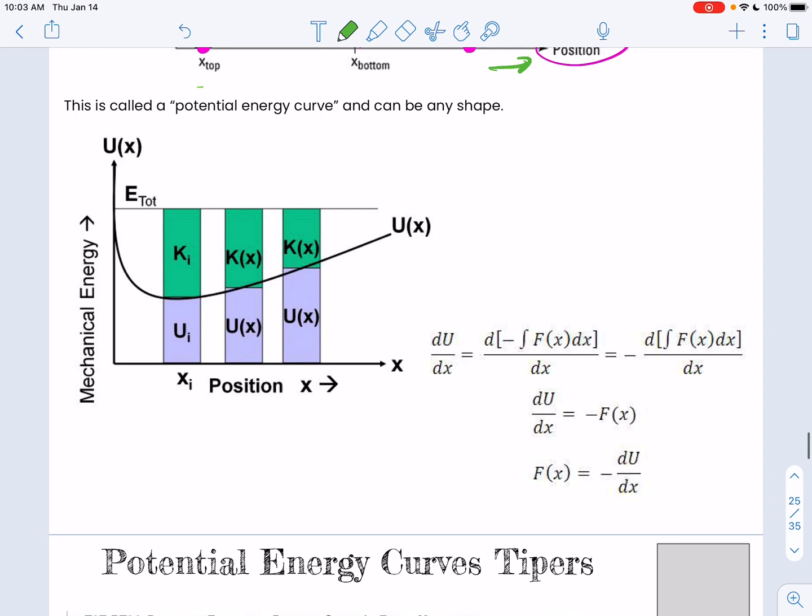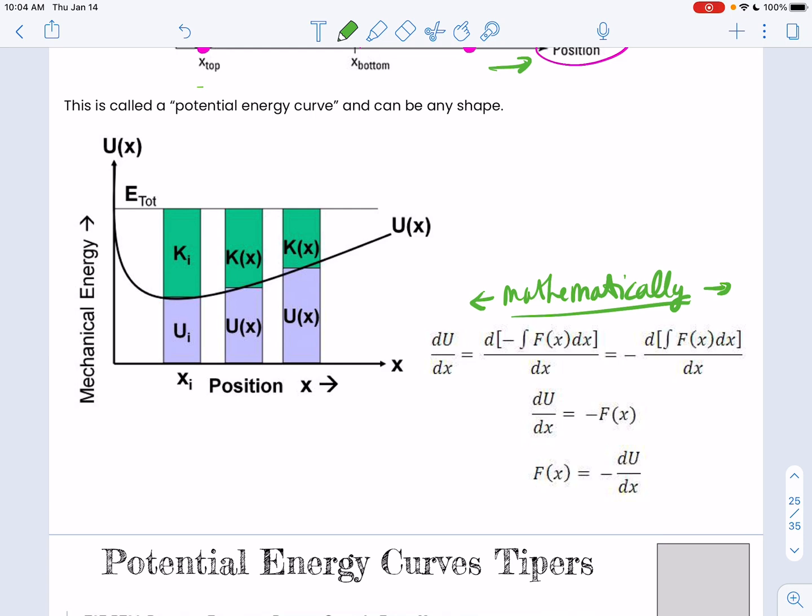Here's another example of a potential energy curve. It kind of looks like this, and this is mathematically the important part. Again, don't overthink it too much if the math is confusing for you. Some of you might see and understand the math really well, and some of you might be like, what are you talking about? Just know how to do it, and that'll be good enough for now.